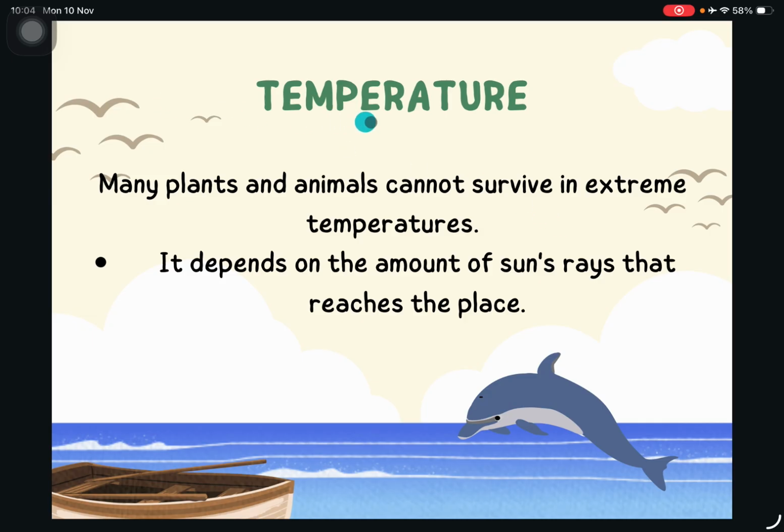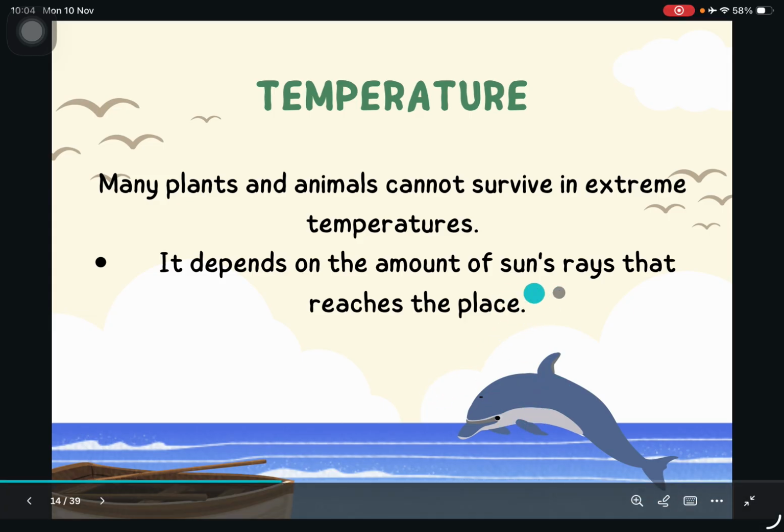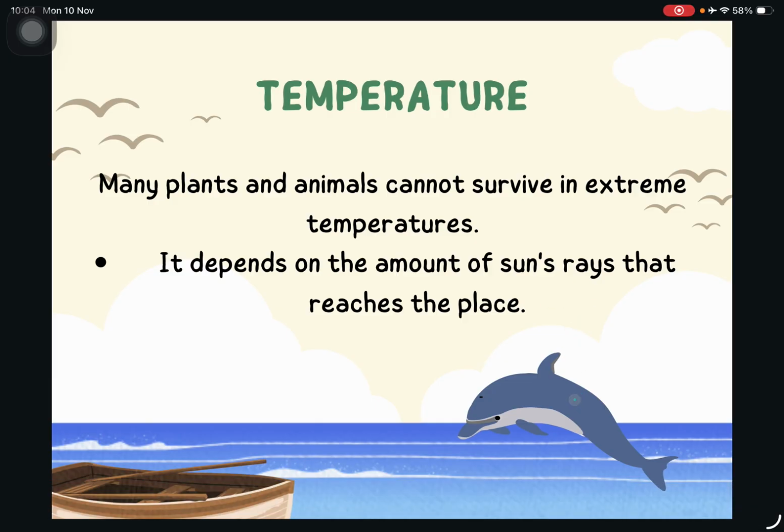And also, temperature depends on the amount of the sun's rays that reaches the place. Meaning, if there is a lot of sun in the area, it is hotter. If there is not a lot of sun, it's cool or cold. For example, underneath the ground, the light cannot reach, so the temperature is cool.